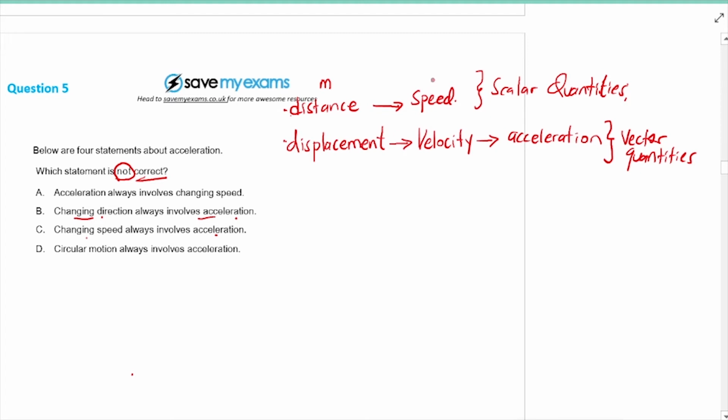The same thing is with speed. Speed and velocity, their SI unit is meters per second. So meters per second is both the SI unit for speed and velocity. However, speed only has the magnitude, velocity has both magnitude and direction. And then we move on to acceleration, which is a vector quantity, and so acceleration has both magnitude and direction. By definition, we know that velocity is the rate of change of displacement.